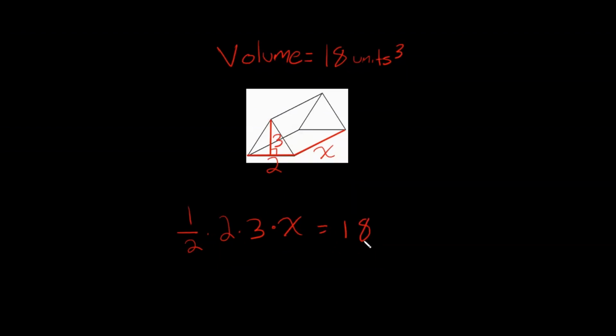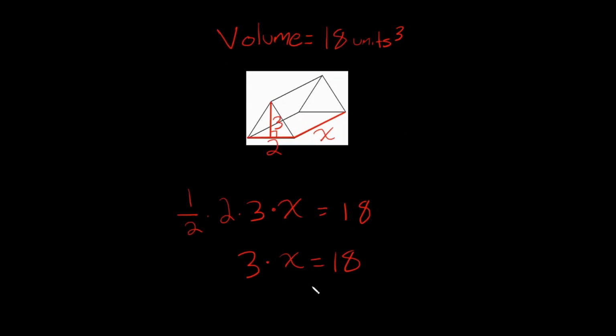So now we can just kind of solve this equation. So here 1/2 times 2 is 1 times 3 is 3 times x is 18. So we could divide both sides by 3, but we just need to think, what can we multiply 3 by that gives us 18? And the answer here is going to be 6. So the length of x here is going to be 6, and volume was in units cubed, so this is just going to be 6 units. And we are done.